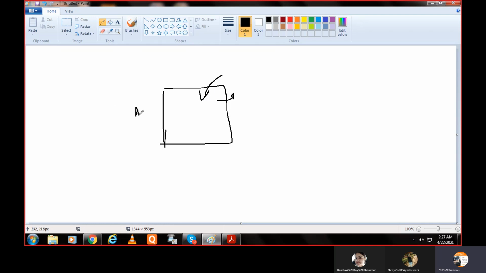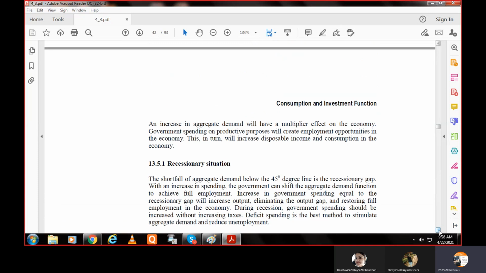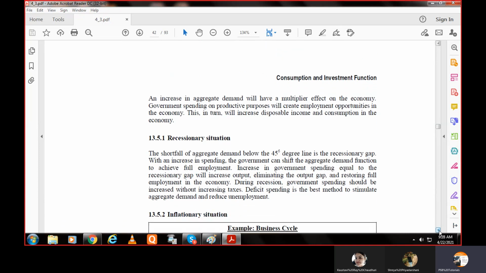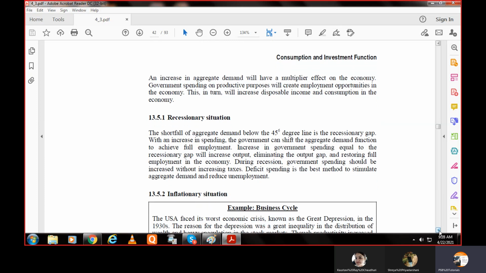So overall, if the government intervenes in the economy, aggregate demand is consumption plus investment plus government expenditure, G. So aggregate demand is equal to C plus I plus G. An increase in aggregate demand will have a multiplier effect on the economy. Government spending on productive purposes will create employment opportunities.